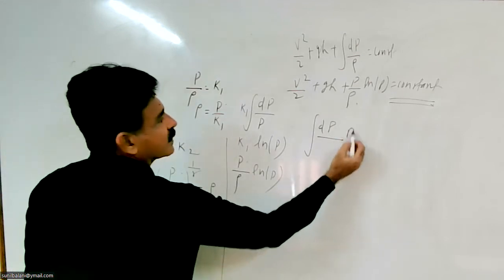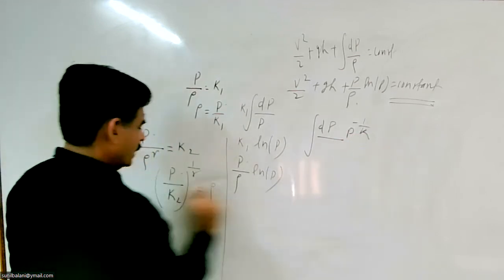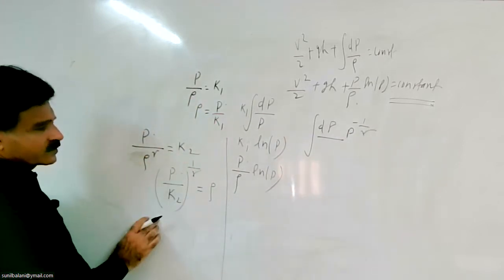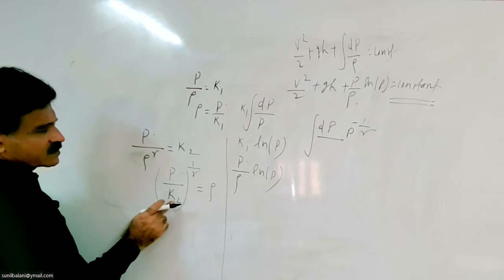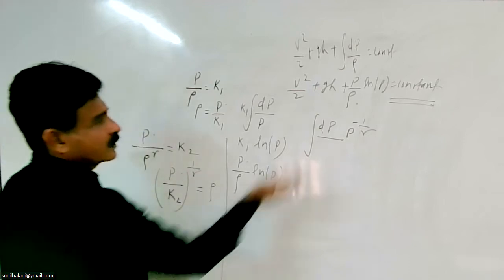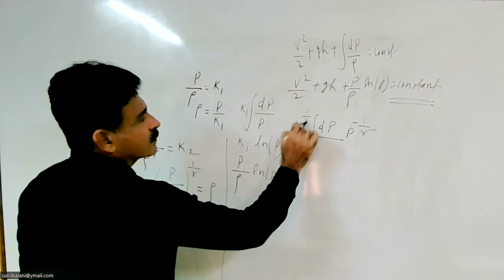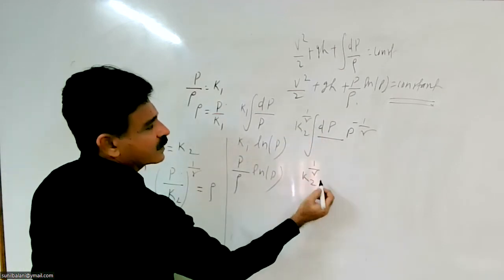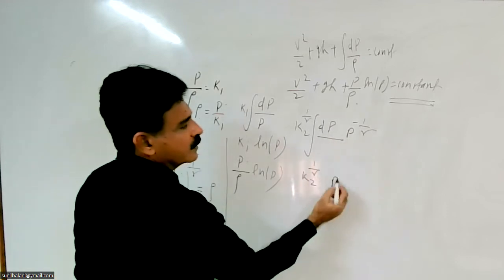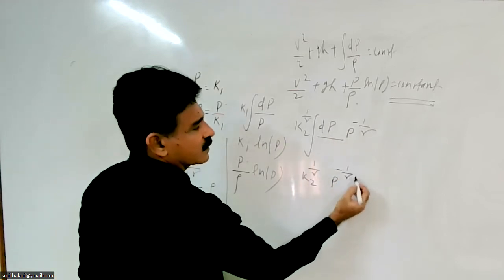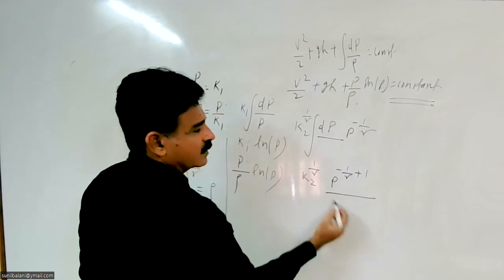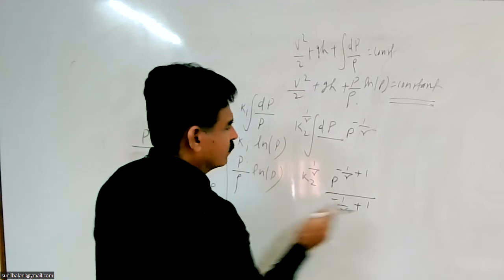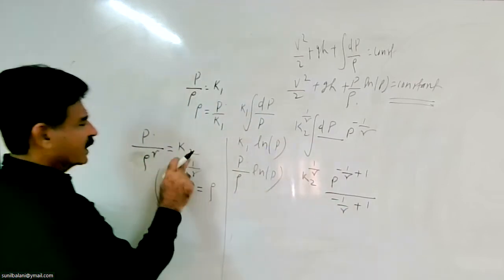That is p to the power minus 1 by rho. And then this k2 to the power 1 by rho will come on the top. Now this can be written as k2 to the power 1 by rho, this will be p to the power minus 1 by gamma plus 1, and minus 1 by gamma plus 1. And then finally, this k2 can be replaced back from here.